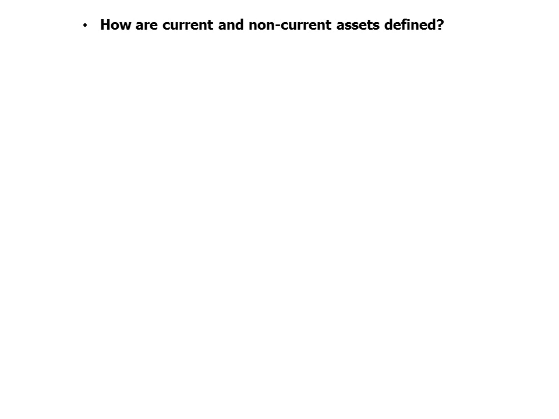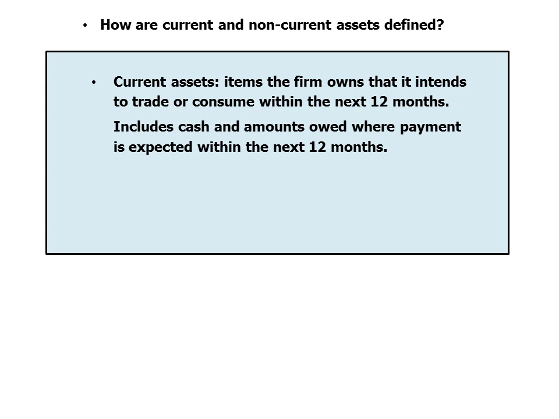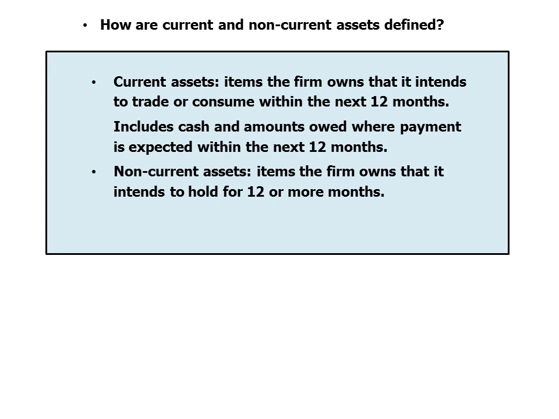How are current and non-current assets defined? Current assets are short-term items that the firm owns that it intends to trade or consume within the next 12 months. Current assets also includes cash and amounts that the firm is owed where payment is expected within the next 12 months. Non-current assets are items that the firm intends to hold. These are items the firm owns that it intends to hold for 12 or more months. These include long-term financial investments.